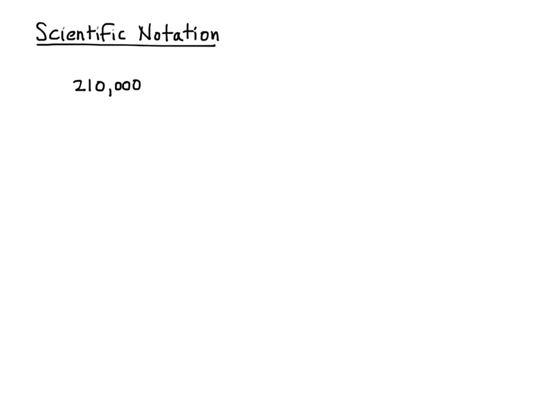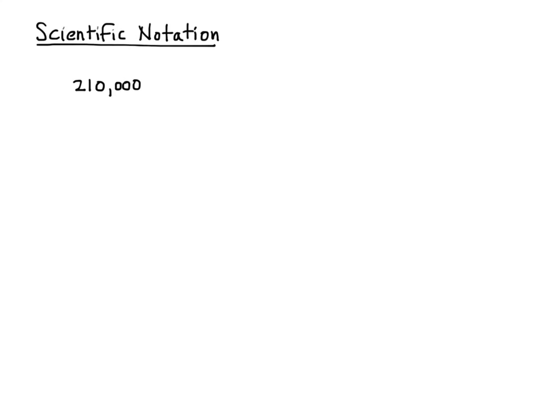Now, scientific notation is a way to represent really, really big numbers or really, really small numbers in a nice compact way. And it also gives you the benefit of being able to do calculations without doing a lot of counting of zeros and things.